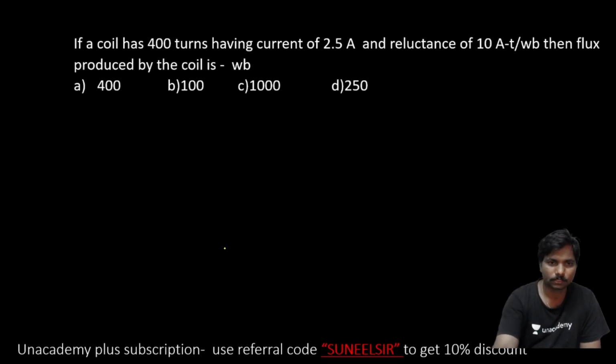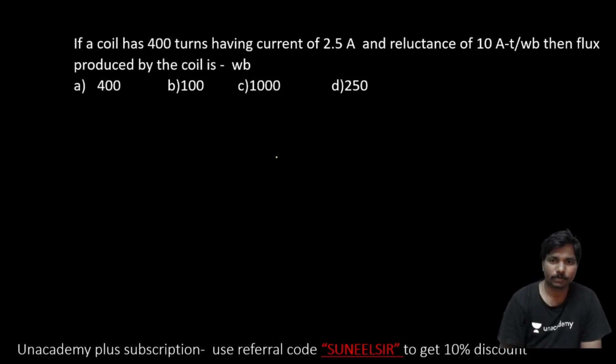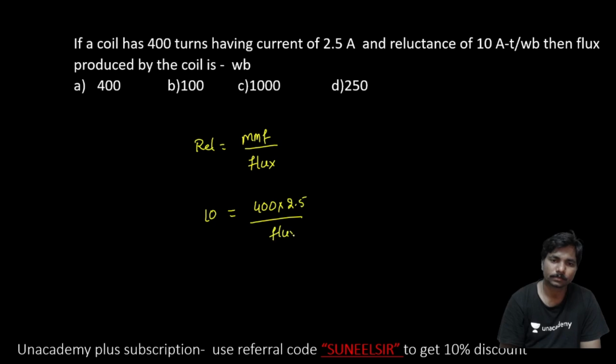Coming to the next one. If a coil has 400 turns having current of 2.5 amps and reluctance of 10 ampere turn per Weber, then the flux produced by the coil is dash. Same formula: reluctance is equal to MMF by flux. Substitute all the values: reluctance is given as 10 ampere turn, MMF is the product of number of turns and current, and we are asking for the flux. So the flux is equal to 25 into 400. So 100 is the answer.